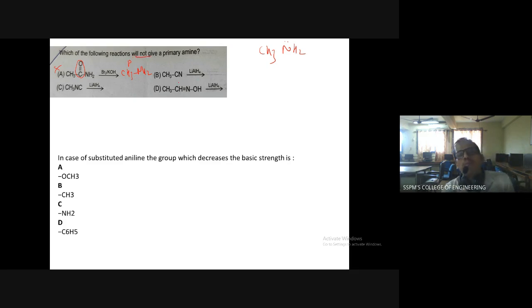Then compound B, CH3CN and LiAlH4. So LiAlH4 is a reducing agent. It will add hydrogen across this cyano group. Cyano group means what? C triple bond N. ओके, तो हायड्रोजन ऍड करेल आणि काय मिळेल तुम्हाला CH3, या सायनो कार्बनचं पण रूपांतर होईल CH2 मध्ये, नायट्रोजनचं NH2 मध्ये. सो दोन हायड्रोजन आहेत म्हणजे हा काय झाला प्रायमरी. सो दिस इज अगेन नॉट द आन्सर.